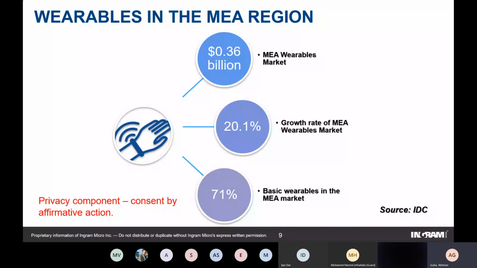And this has to be done by affirmative action. It cannot be a pre-ticked box. It cannot be a pre-selected item. It has to be you as the user, you as the individual, that signs off on consent and follows through on it.